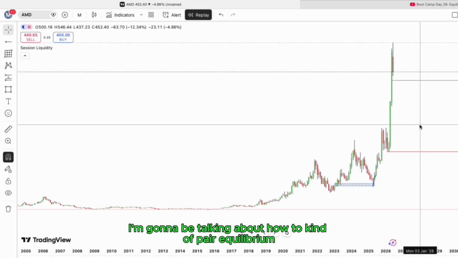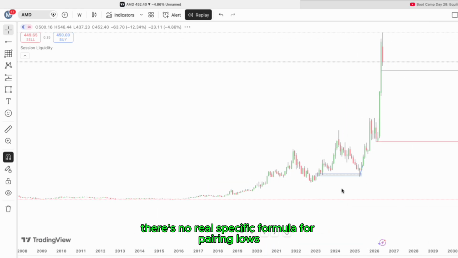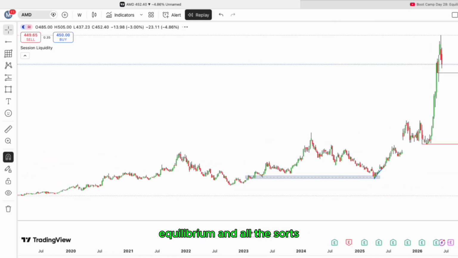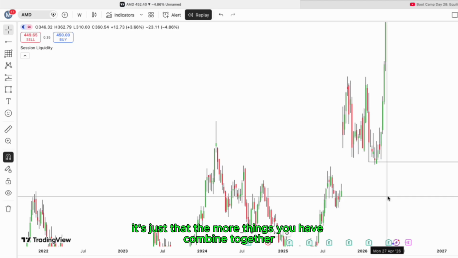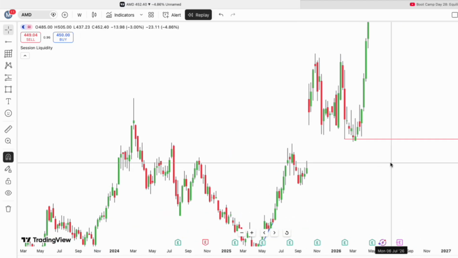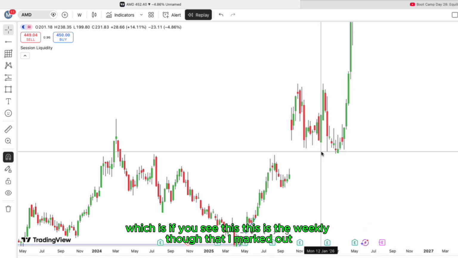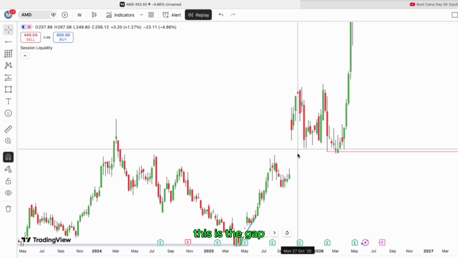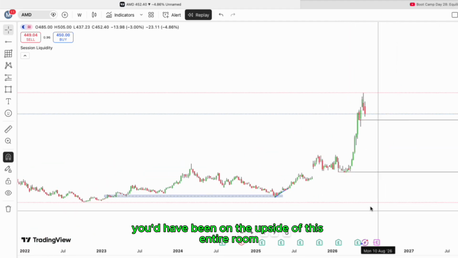And so the next video, I'm going to be talking about how to kind of pair equilibrium. There's no real specific formula for pairing lows, equilibrium, and all the sorts. It's just that the more things you have combined together, the more you could do. Like he had this gap combined with a low, and it was just a very solid opportunity to buy AMD, which is, if you see this, this is the weekly low that I marked out. This is the gap. If you would have bought at the sweep of this weekly low, you'd have been on the upside of this entire move.